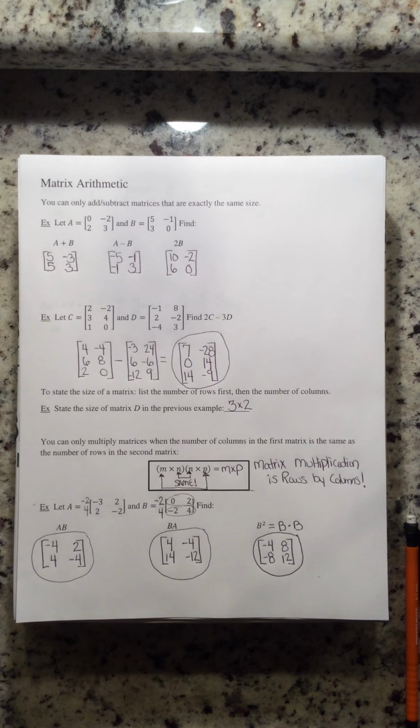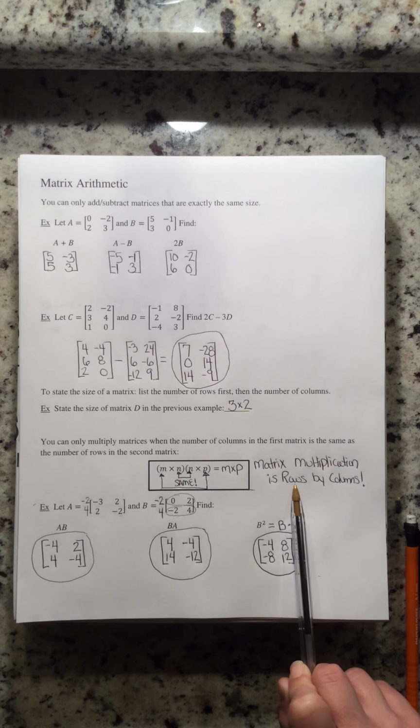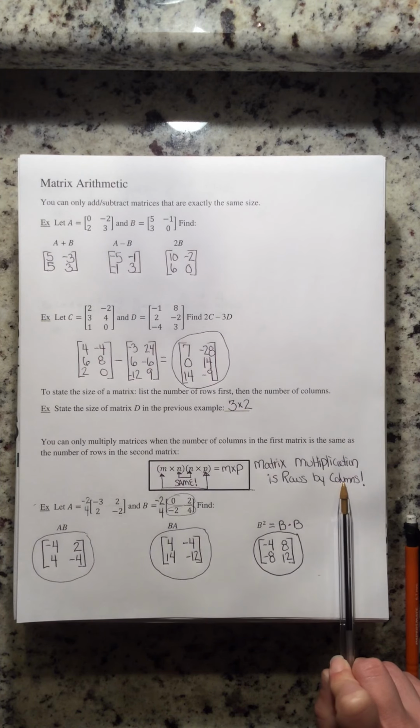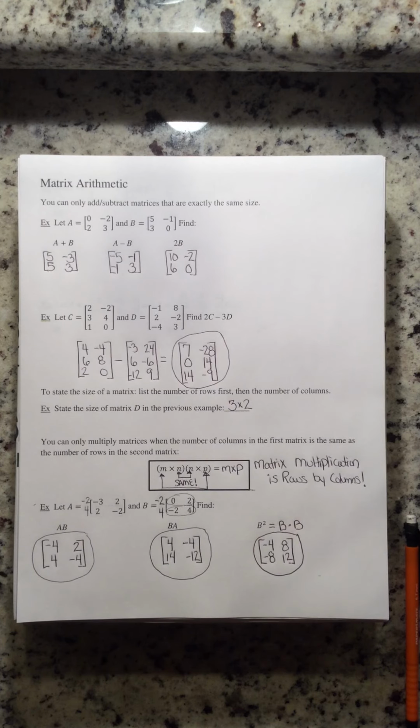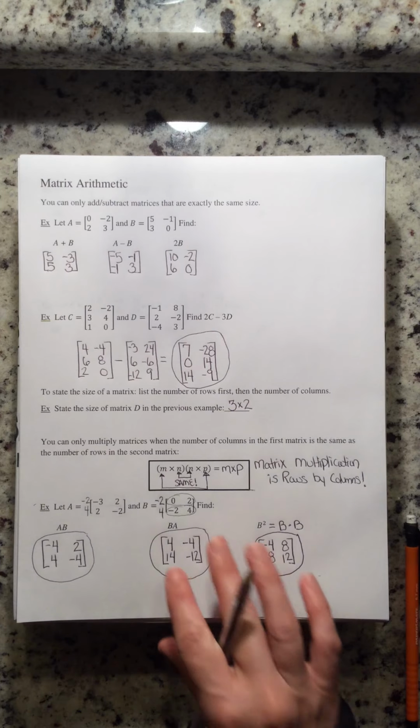Okay, so that's 2 by 2 matrix multiplication. Again, it was the rows of the first matrix by the columns of the second matrix. As I flip the page here, we're going to go ahead and get into some larger matrices. So instead of 2 by 2, we'll be looking at some matrices that are a little bit bigger now.